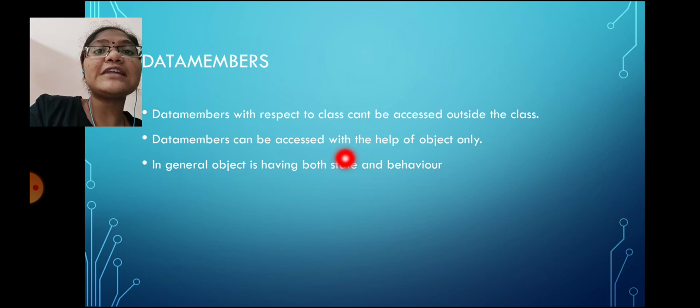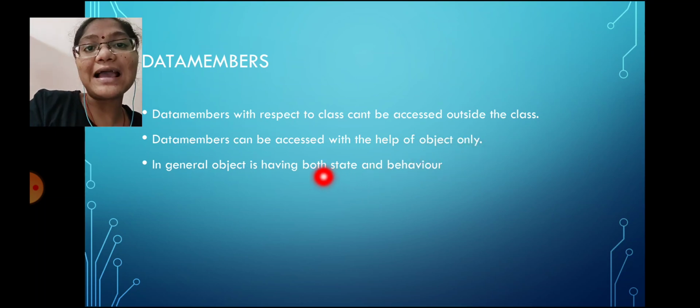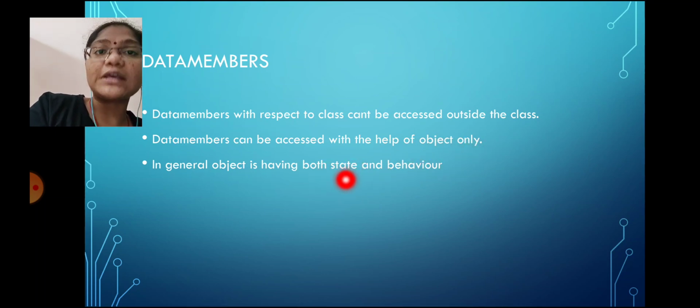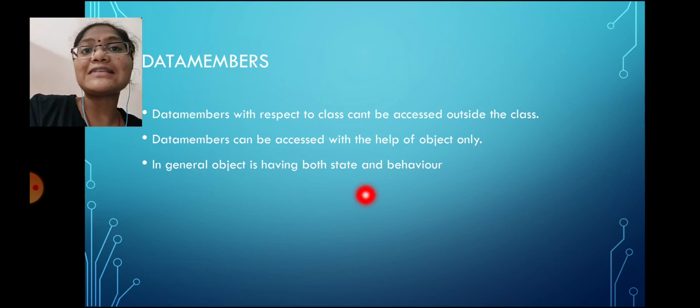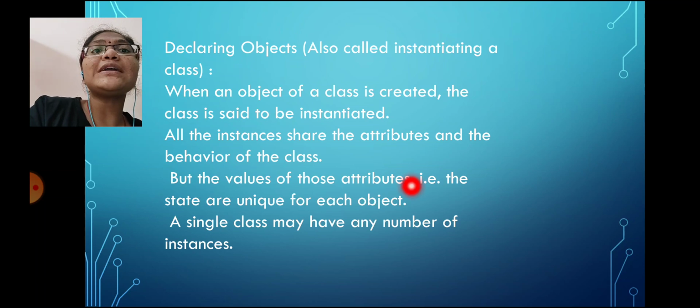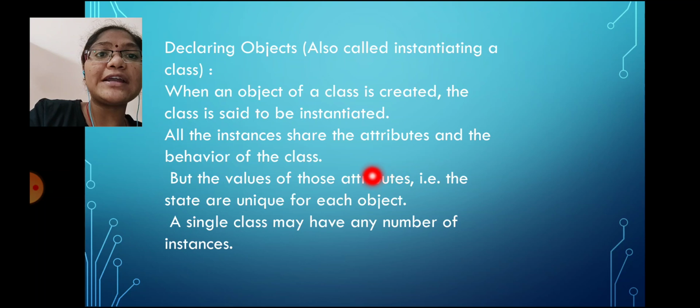Data members. These data members, the attributes with respect to the class, can't be accessed outside the class. They can be accessed with the help of the object only. In general, an object has both state and behavior as discussed earlier. How to declare an object? Declaring an object is also known as instantiating a class.